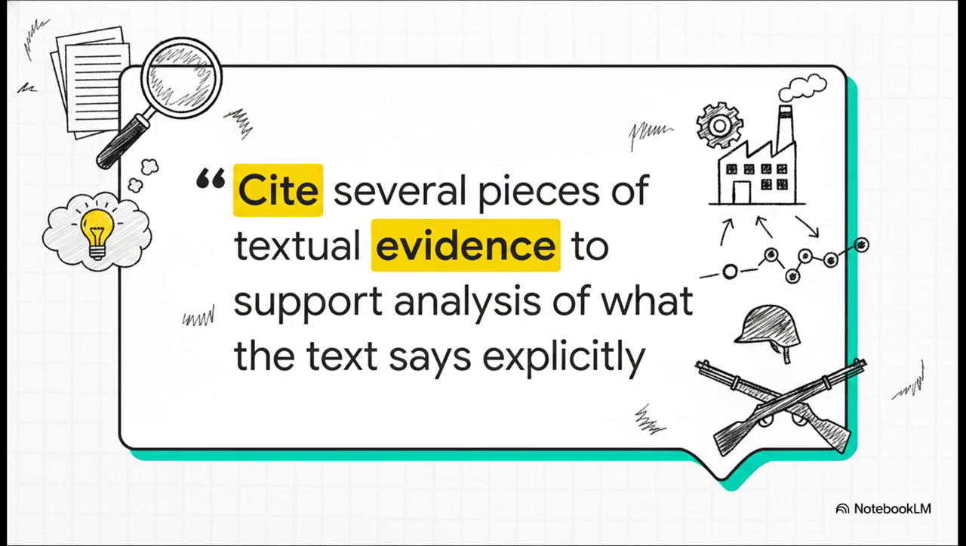That means reading between the lines. For instance, if a World War II leader gives a speech saying their country's factories are producing more than ever, the explicit text is just about factory production. But the inference you might draw is that they're secretly preparing for a long, drawn-out conflict and trying to boost national morale. You then have to cite several pieces of evidence to prove that inference is actually correct.